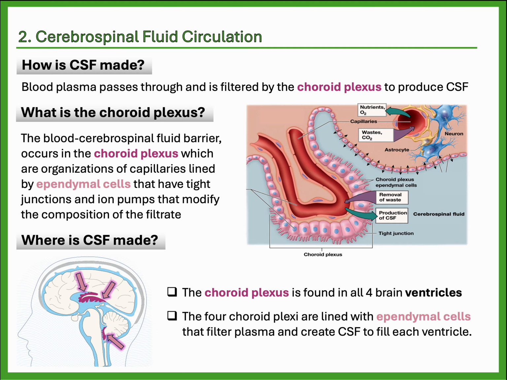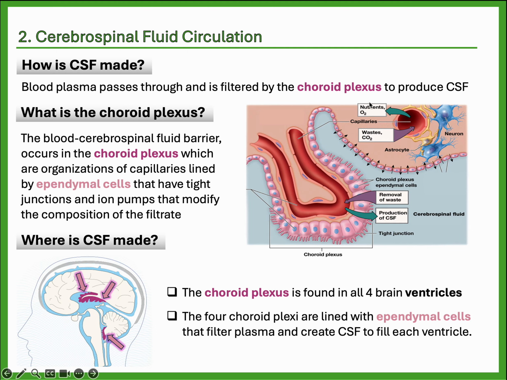But when they reach this choroid plexus, okay, then this choroid plexus, right, is an organization of capillaries lined by these ependymal cells, right? These ependymal neuroglia have tight junctions between them, so they don't let much through, but they do have ion pumps that will modify the composition of the filtrate.